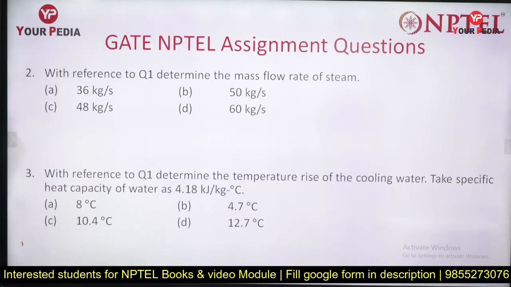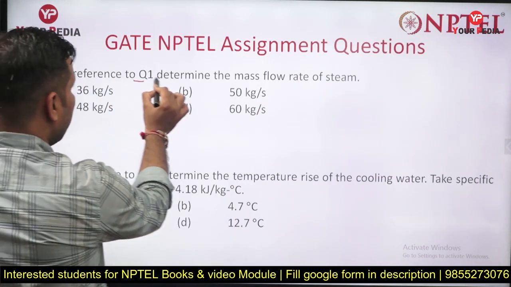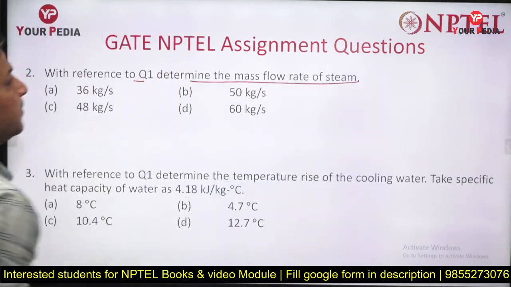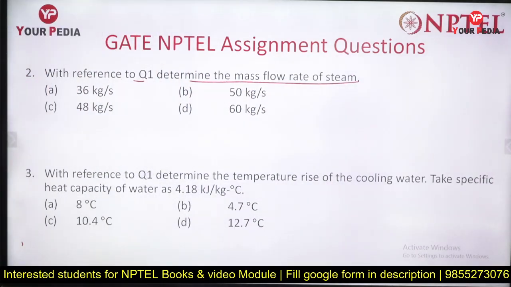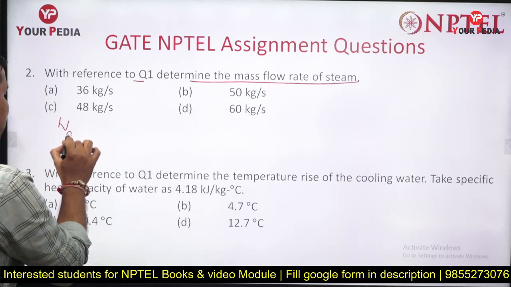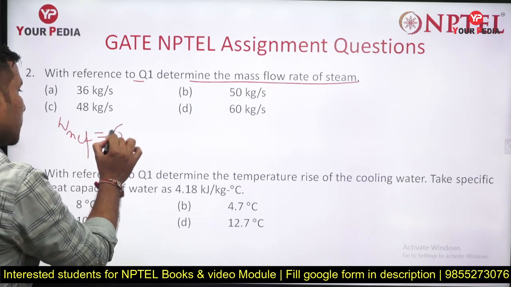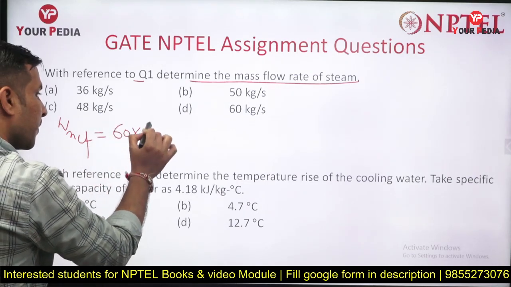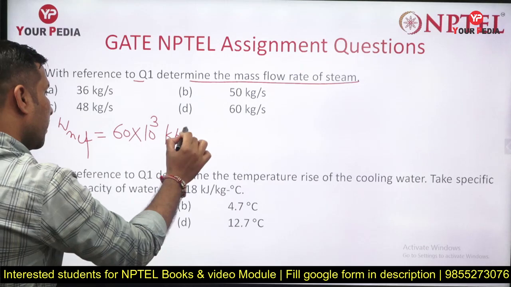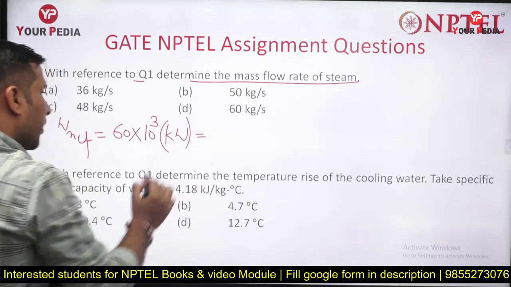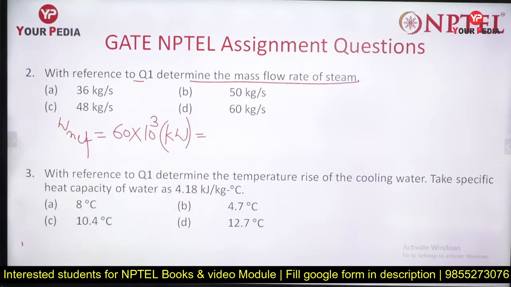With reference to question number 1, determine the mass flow rate of steam. Now guys, what has he given you? He has given you W net. The net power output of the plant is 60 megawatt. This is the net power output of the plant, 60 megawatt.